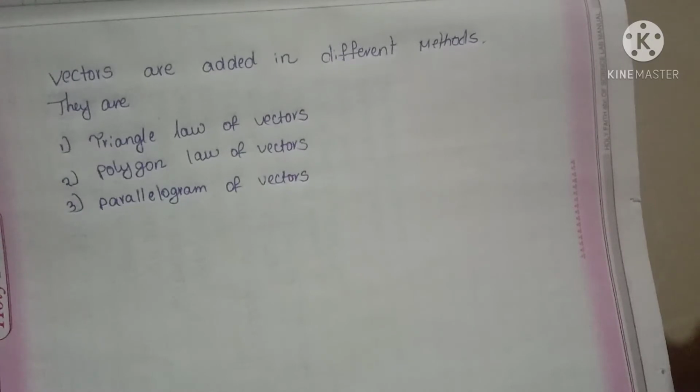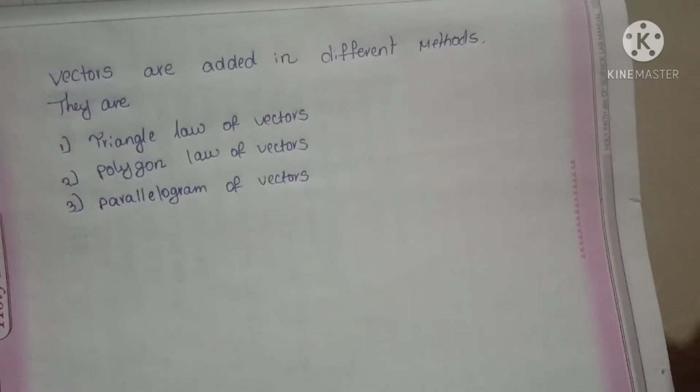But here is another point: the physical quantities which follow simple algebra are also called scalar quantities. That means we can add, subtract, multiply and divide scalars, because they are simple numerical numbers. Suppose 5 plus 5, 5 minus 5. Anything we can do: addition, subtraction, multiplication and division also. So those which follow simple algebra are called scalars.